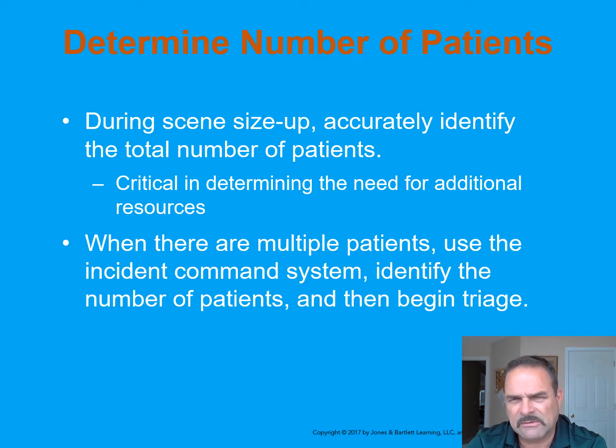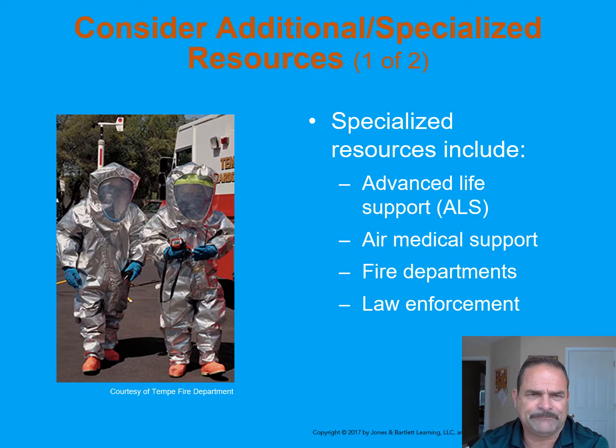All right, so determine the number of patients. During the scene size up, we need to accurately identify the total number of patients. This is critical in determining a need for additional resources. If we have more than what we can handle, we've got to call for help. We need some support here. When there are multiple patients, use the incident command system, identify the number of patients, and begin triage.